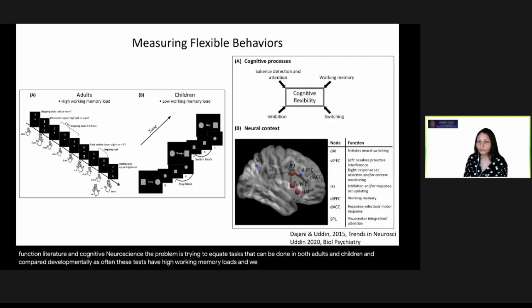And we know from decades of cognitive neuroscience literature that cognitive processes such as salience detection and attention, working memory, switching, and inhibition are all part of what enables cognitive flexibility and executive function more broadly. And we do know that both lateral frontoparietal network nodes and mid-cingulate insular network nodes are very important for these types of high-level functions. So what we tried to do in the lab, for the last few years, is develop a task that would be able to assess executive function across developmental samples and across clinical and non-clinical populations.